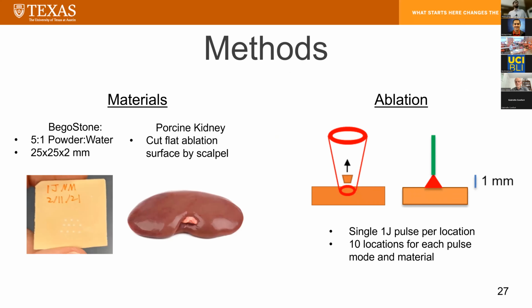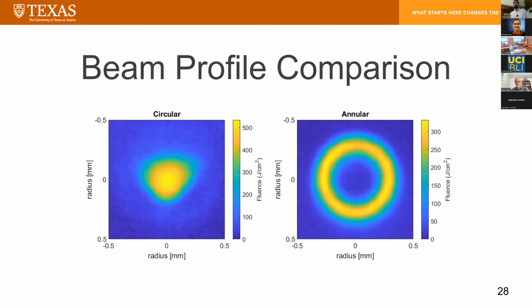We did these experiments on Beagle stone phantoms as a hard tissue phantom, and we used porcine kidney for soft tissue. For both, we created a flat surface for ablation, and then again used a single 1 joule pulse per location, and compared an annular shape versus a traditional circle shape from the fiber. So comparing the beam profiles for the two, here we have a circular, and here's the annular shape that we were able to generate.